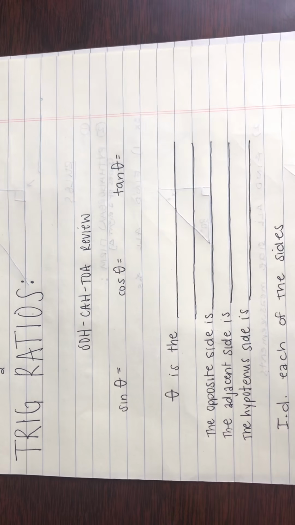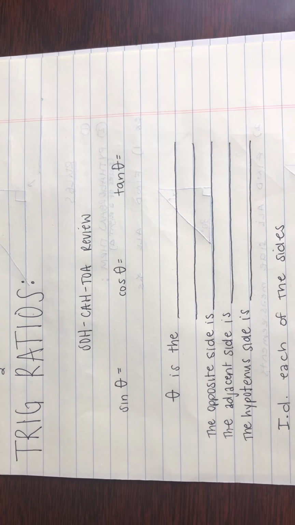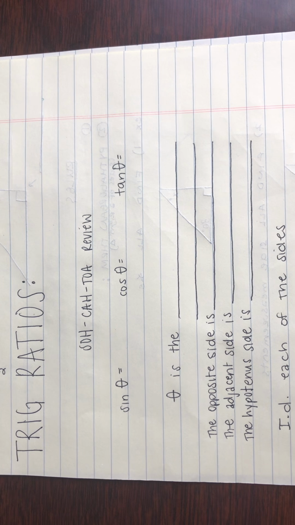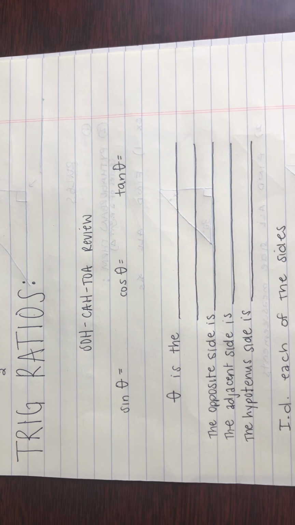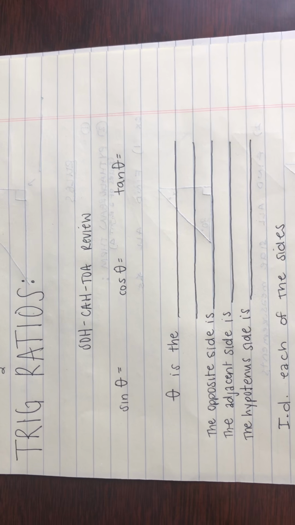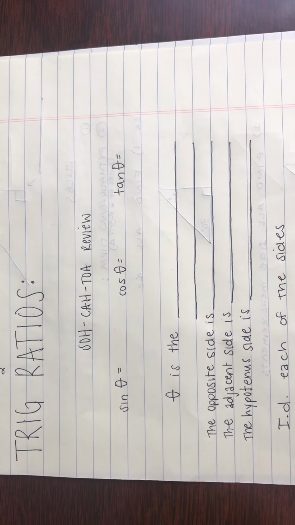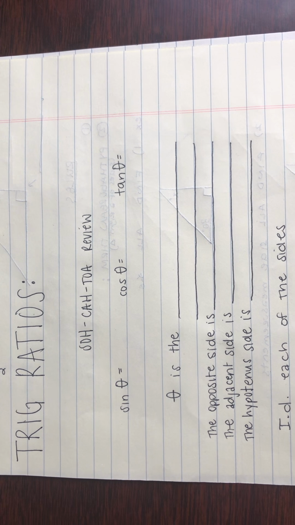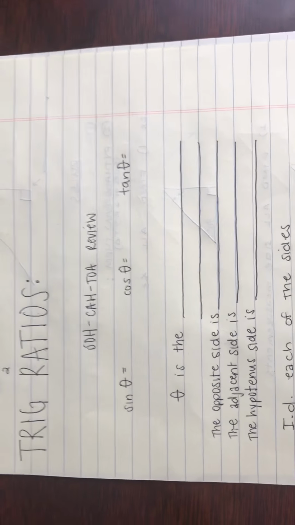Okay, in this video, we're going to go over some trig ratios, SOHCAHTOA review. You should have seen this in geometry, so I am going to go a little fast and assume that you know a little bit more than just nothing. So trigonometry is based off of some ratios, and these ratios are sine, cosine, and tangent.